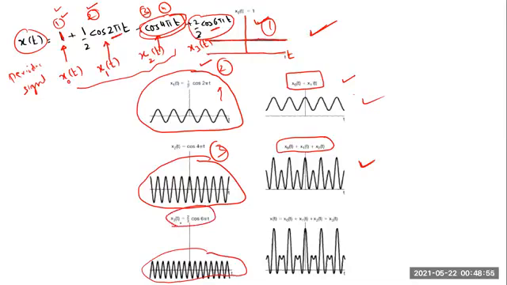And if you add all of them together to get the actual signal x(t), you add this signal, this signal, this signal, and this fourth signal, your resultant signal is going to be x(t). And you can clearly see that it's a periodic signal. It is repeating its pattern.